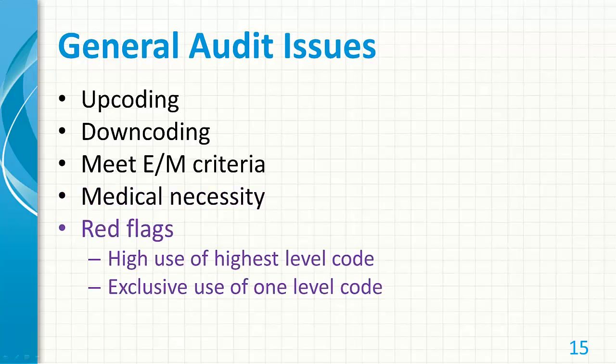A couple of red flags that can trigger an audit include high use of the highest level code in a particular code family, and exclusive use of just one code in the family, even if that code is middle or low level. This red flag applies to services that are high volume and expected to have variation, such as follow-up visits for outpatients and inpatients.